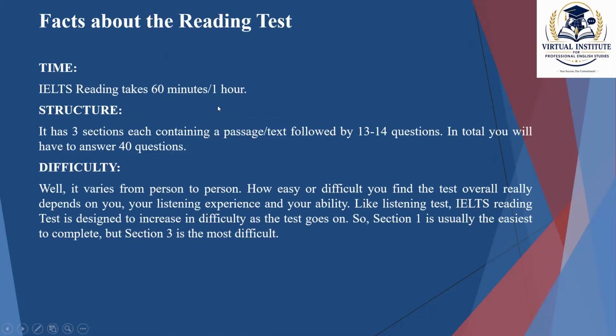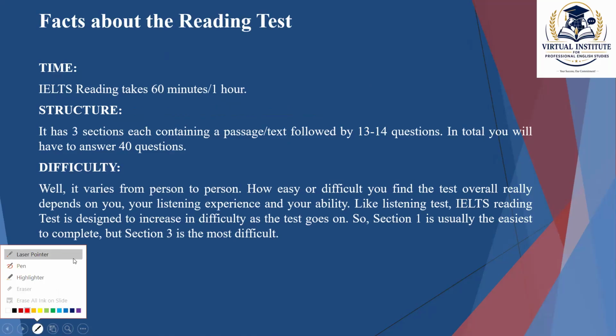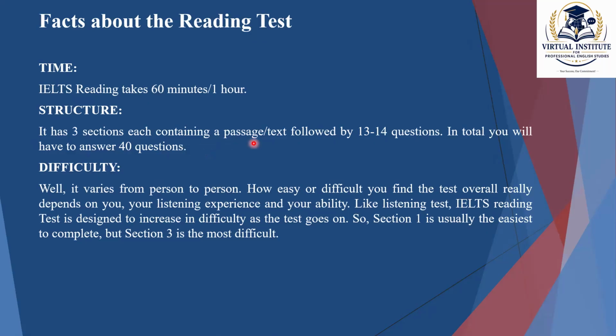The structure of the test is that it has 3 sections, and each section contains a passage or a text followed by 13 or 14 questions. It depends on the type of text as well as the number of questions, but it will be ranging from 13 to 14. In total, you will have to answer 40 questions. So you will be having 3 passages, right? And then you will be having 13 to 14 questions after each passage or each text. So in total, it will make 40 questions.